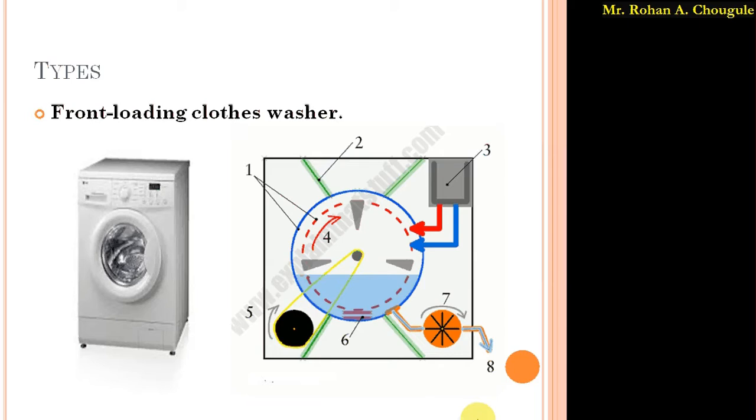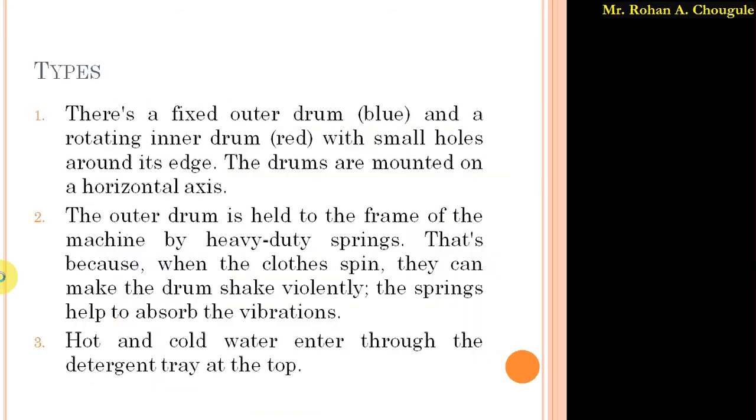On the right side I have shown the inner view of this washing machine, and I got this image from explainthestuff.com. Here different parts are there, so I have marked those parts with numbers. I'm going to explain the same parts, how they operate and what they are called, with the help of this theory.